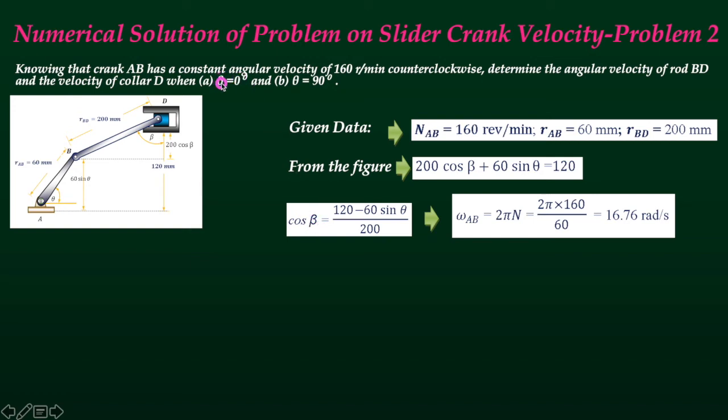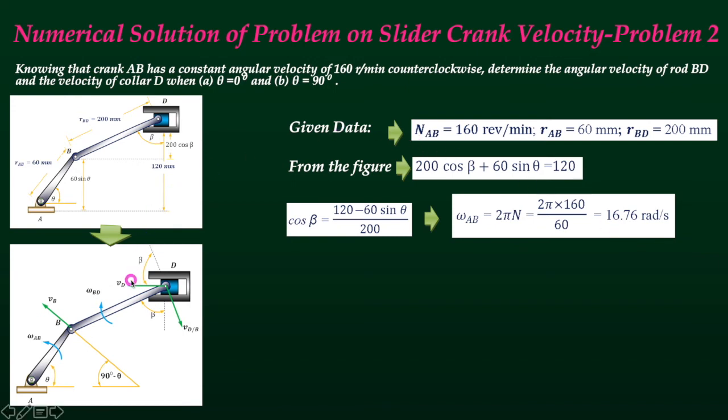So for theta equals 0, you substitute sin theta as 0, then it is 120 by 200. So beta is the cos inverse of 120 by 200. Similarly, from 90 degrees also we can calculate the value of theta. Now for this link, omega, that is RPM, is given, so we get the magnitude of angular velocity. 2 pi N is the formula, and then 16.76 radian per second.